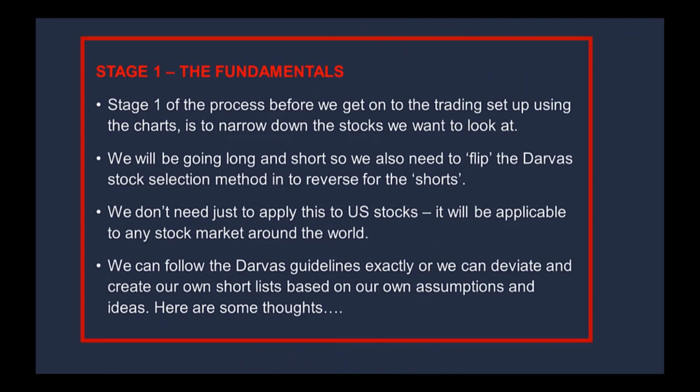So stage one of our approach to finding these stocks is the fundamental approach, and as we know, we want to narrow those down to a very small bunch of trades, and we can flip our analysis over. So whatever we do to find long trades, we could do the reverse to find short trades. You don't need to do this just on US stocks. Any stock market around the world this can work on. And we can now follow Darvas's guidelines exactly if we want to find stocks, or we can create our own deviations and derivatives to create short lists based on maybe our own assumptions and ideas. So this again is not an exhaustive list for you, but some thoughts and ideas that you could use to apply into your trading.